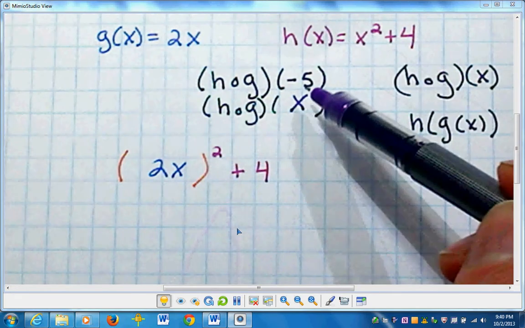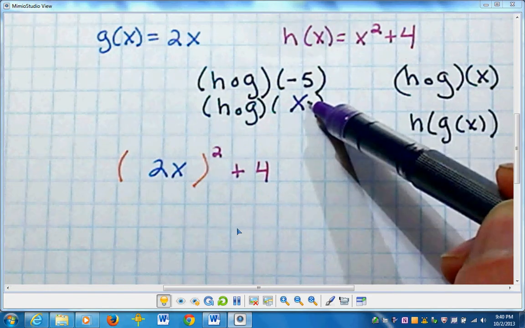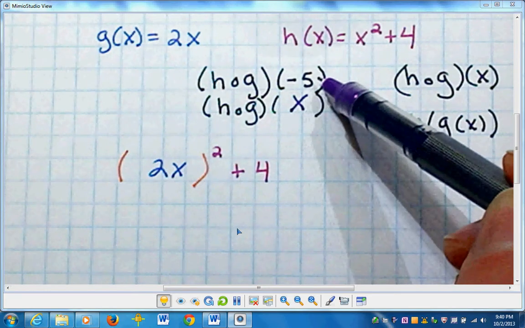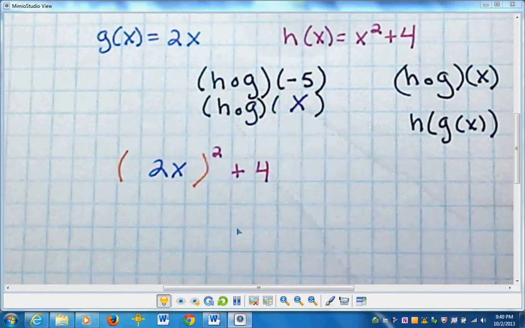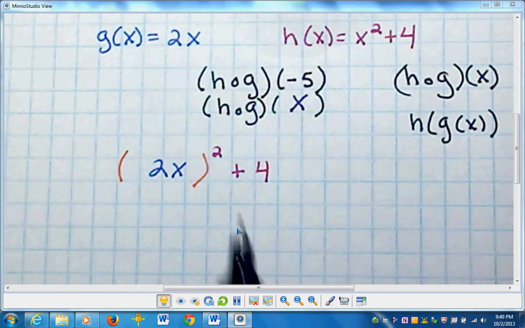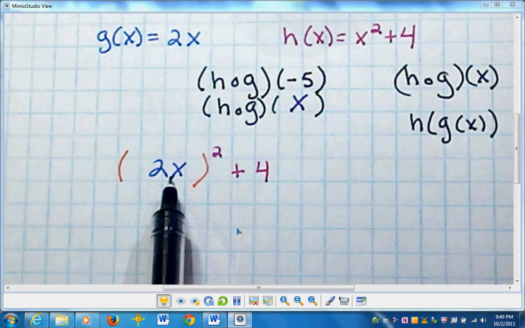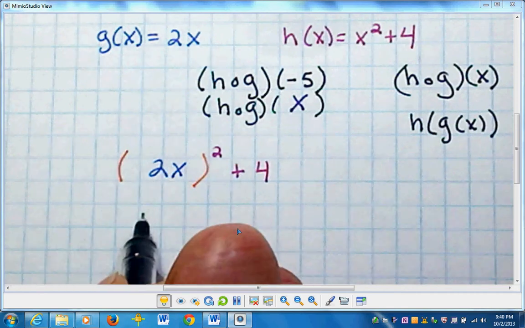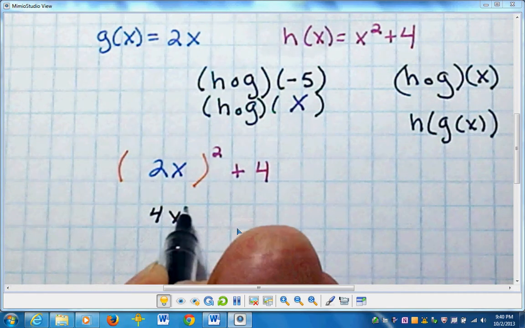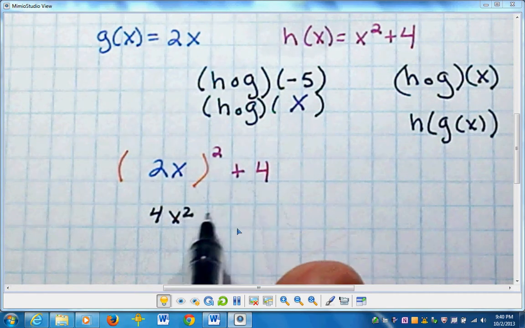So my -5 is taking the place of x, because they're in the same position. So if I go ahead and multiply this out, this is 2x all squared, which is the same as 4x squared. And I have my plus 4.